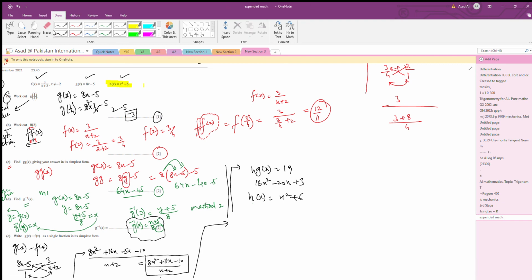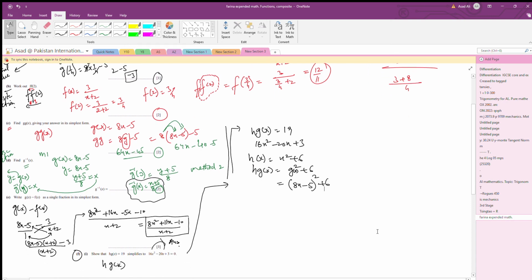Now h of g of x is g squared plus 6, or g of x squared plus 6. What is the g of x value? The g of x function is given to us here. So both the things are here with us. Now replace this with the functional value, which is (8x minus 5) whole squared plus 6.